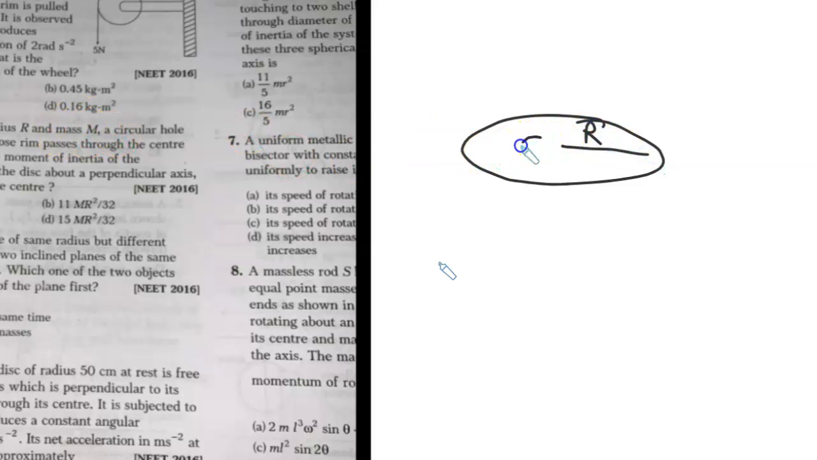A disk of radius r and mass m has a circular hole of diameter r cut in it, whose rim passes through the center. So the hole is cut from the disk of radius r, mass m. Hole of diameter r means a hole of diameter r.